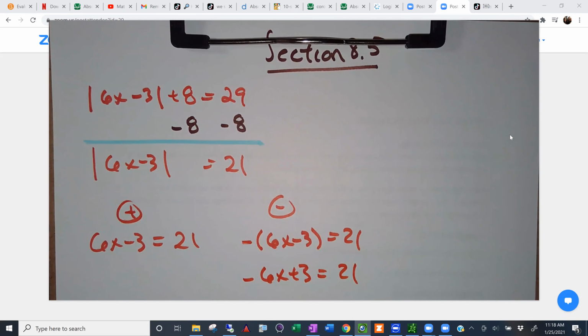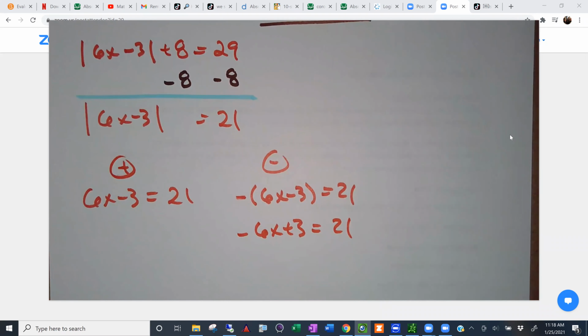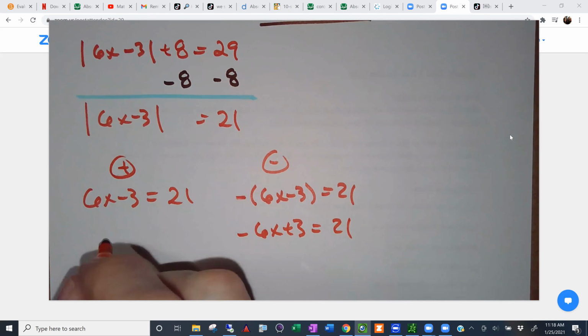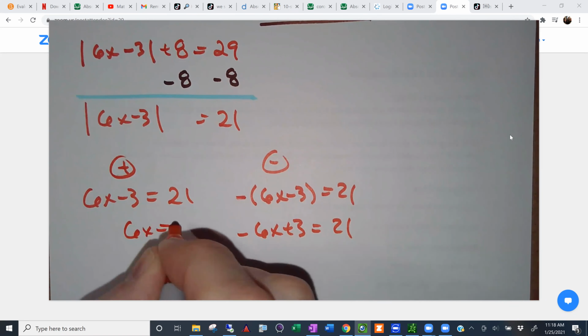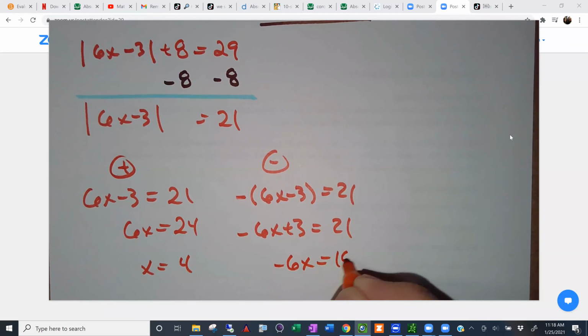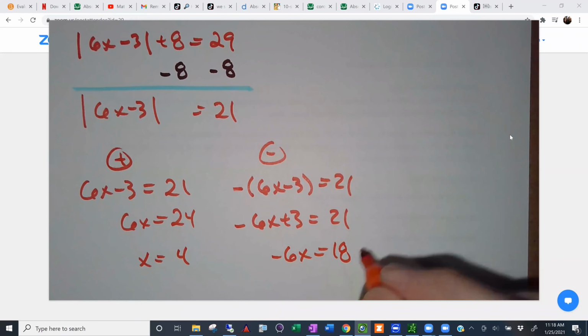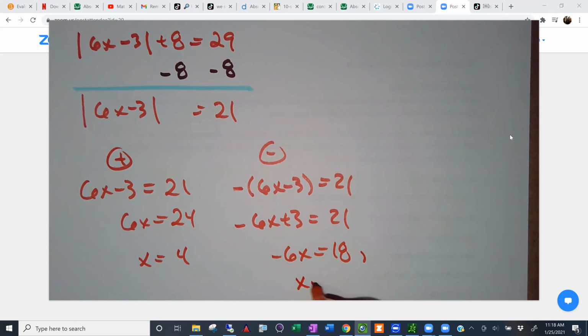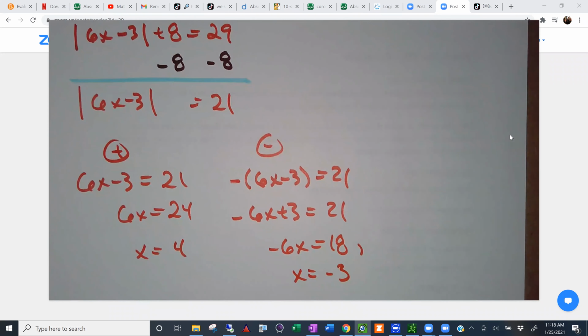So now we'll solve both equations, and we should get two different answers, and those two answers will be our solutions. Adding 3 to both sides here, I get x equals 4 as one solution. Over here, I'll subtract 3, which gives me 18 on the right-hand side, or x equals -3 as my solution here. So there's two solutions to this absolute value equation. And that's it, you're done.